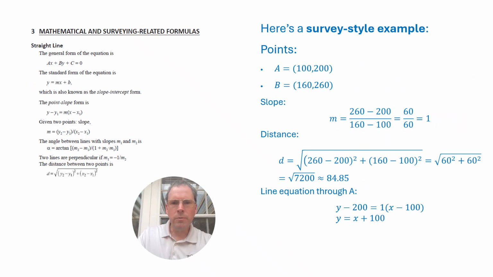So here's a survey style example. Let's say we have these 2 points, A and B. Calculate the slope, and then calculate the distance between them. Then you can go ahead and get an equation through that line, an equation through one of the points there. And that covers all these equations here.